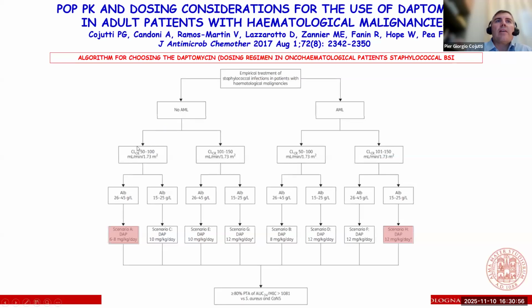So, for instance, in a patient without acute myeloid leukemia, with a lymphoma or other hematological disease, having a creatinine clearance between 50 and 100, and an albumin concentration between 2.6 and 4.5, so hypoalbuminemia that is non-severe, the proper dose should be between 6 and 8 milligram per kilogram daily. So even a dose of 6 milligrams per kilo may suffice in order to reach this target of efficacy for bacteremia against Staphylococcus aureus.